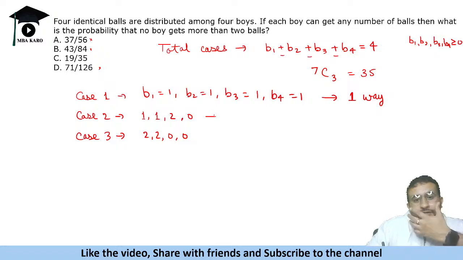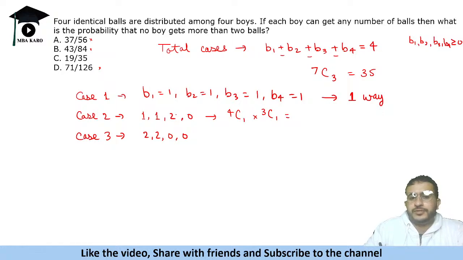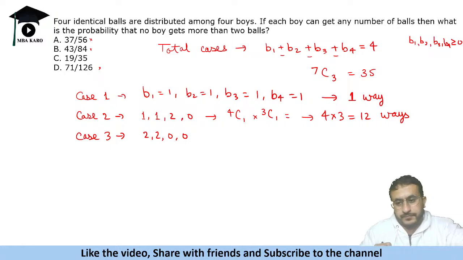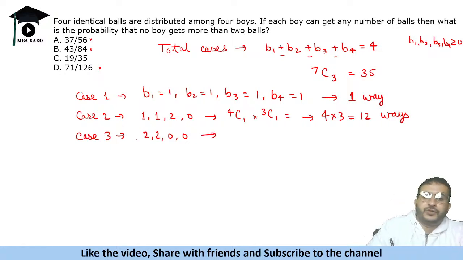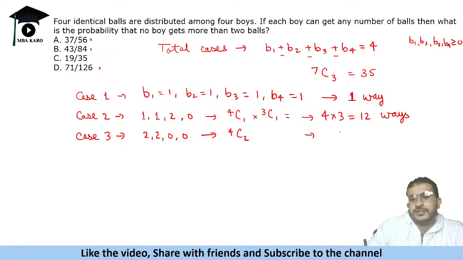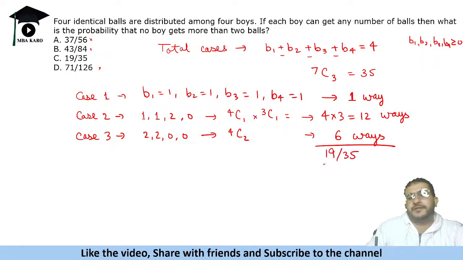In this case, we need to pick a boy that gets two balls, so 4C1. And then we need to pick another boy that gets zero balls. So first we select one who will get two balls, and one boy who will get zero balls. So 4 into 3, 12 ways. Okay. Third case we have two boys who get two balls, and two boys who get no ball, right? So we have 4C2, which is 6 ways. So how many in total? 19 ways. 19 upon 35 is the answer.